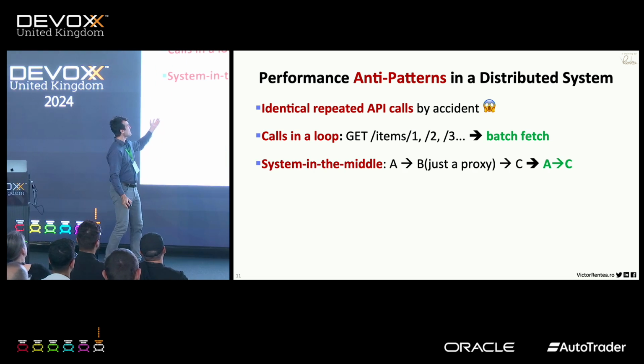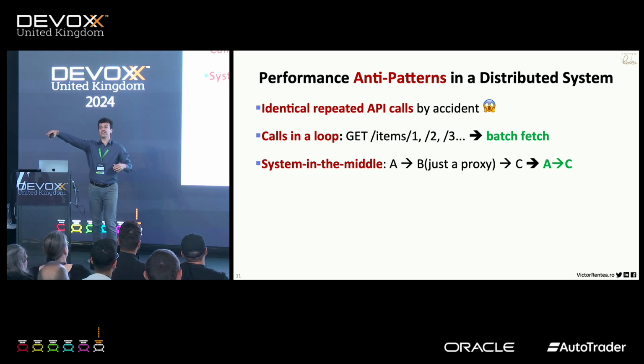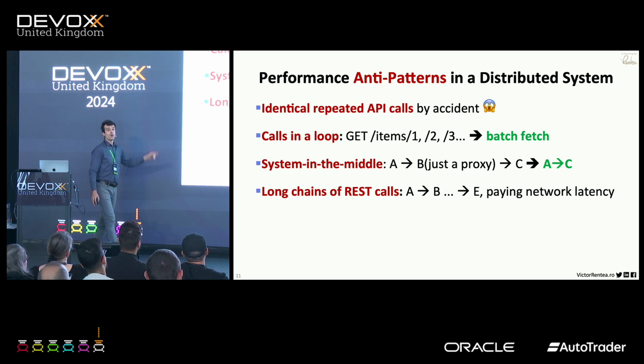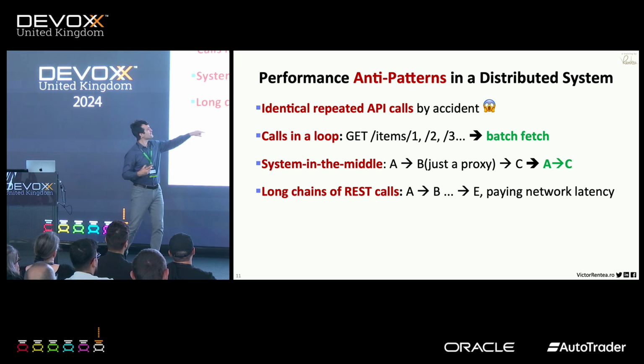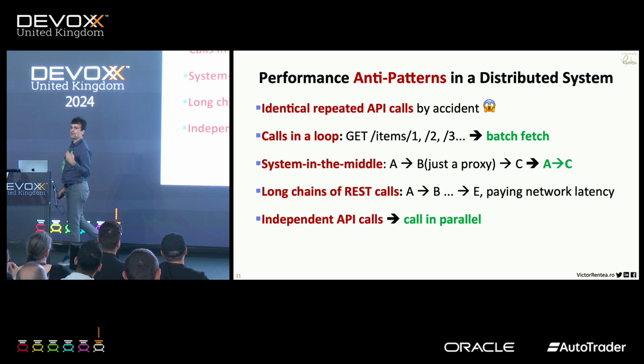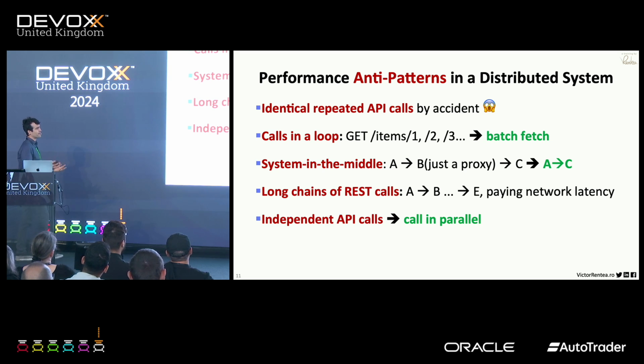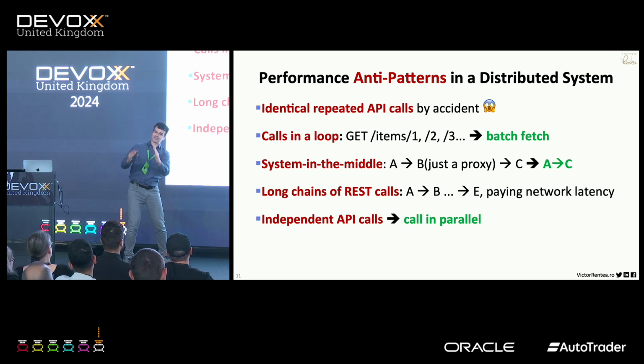Batch fetch them, right? A system in the middle, you go through an intermediary system for no real reason, right? You could just bypass B, right? Or A calls B, calls C, calls D, every time paying a network cost on all of these arrows, right? These are anti-patterns in distributed computing. You need to avoid these.